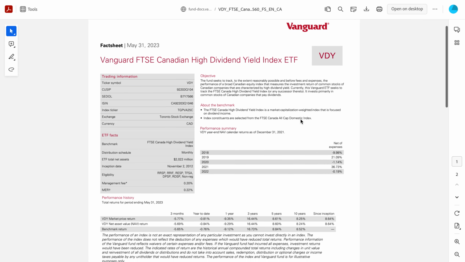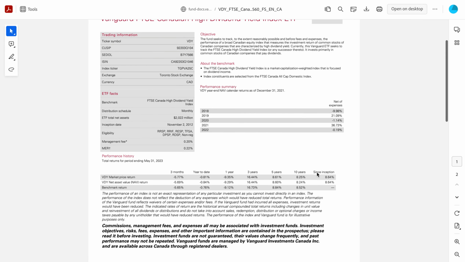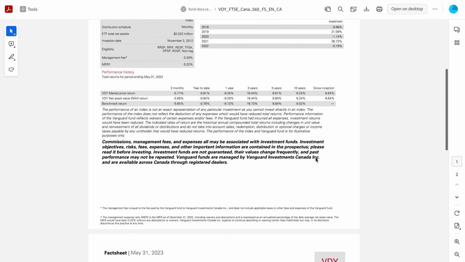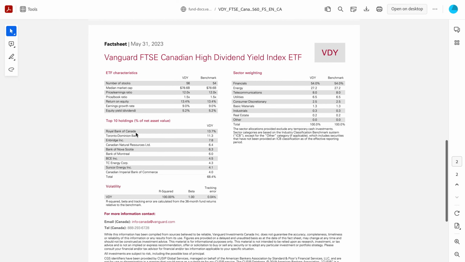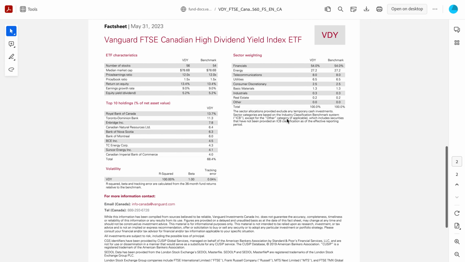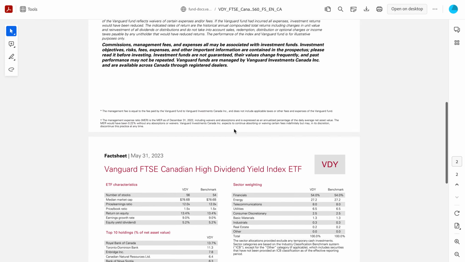Okay, sorry, just loading there. So yeah, VDY, you can see basically everything I talked about here: the performance since inception, the number of stocks included, and the top 10 holdings. The top 10 holdings make up almost 70%, so you're pretty concentrated in these names. But again, basically everything I said is included in this 2-page PDF, which is super great to look at and very concise.